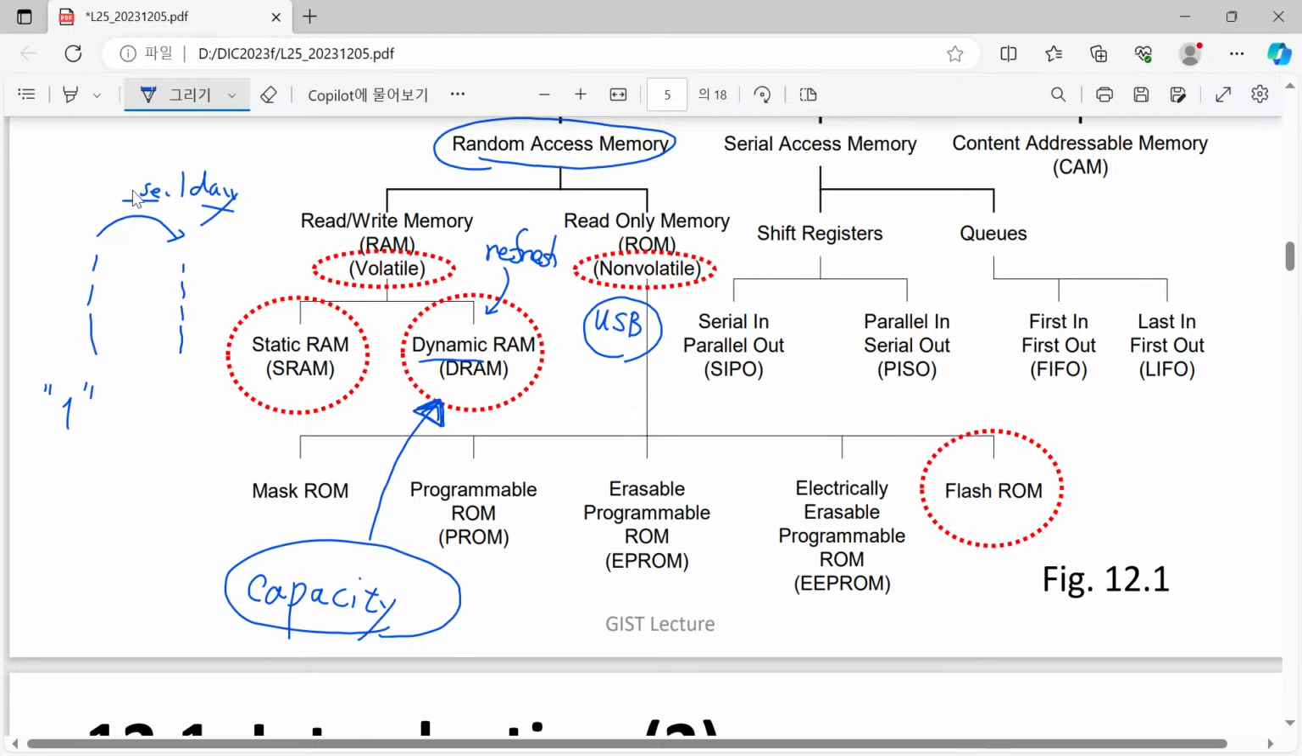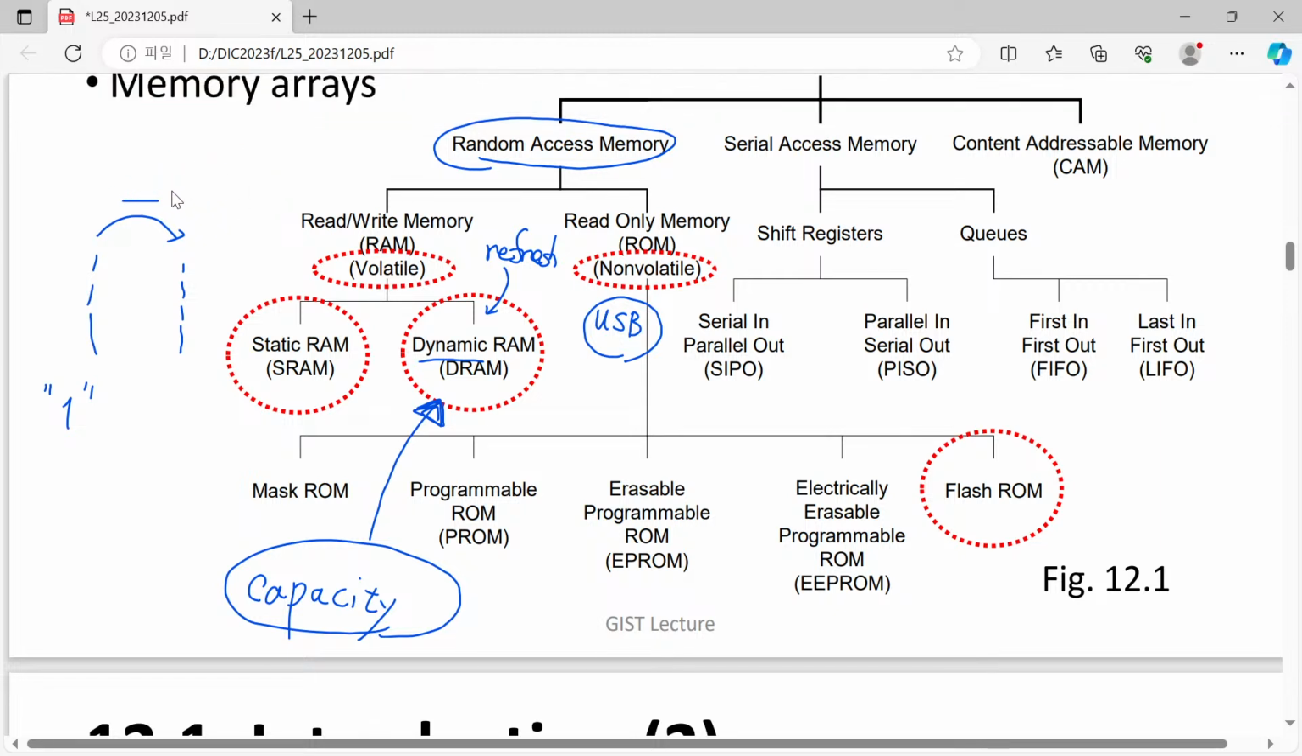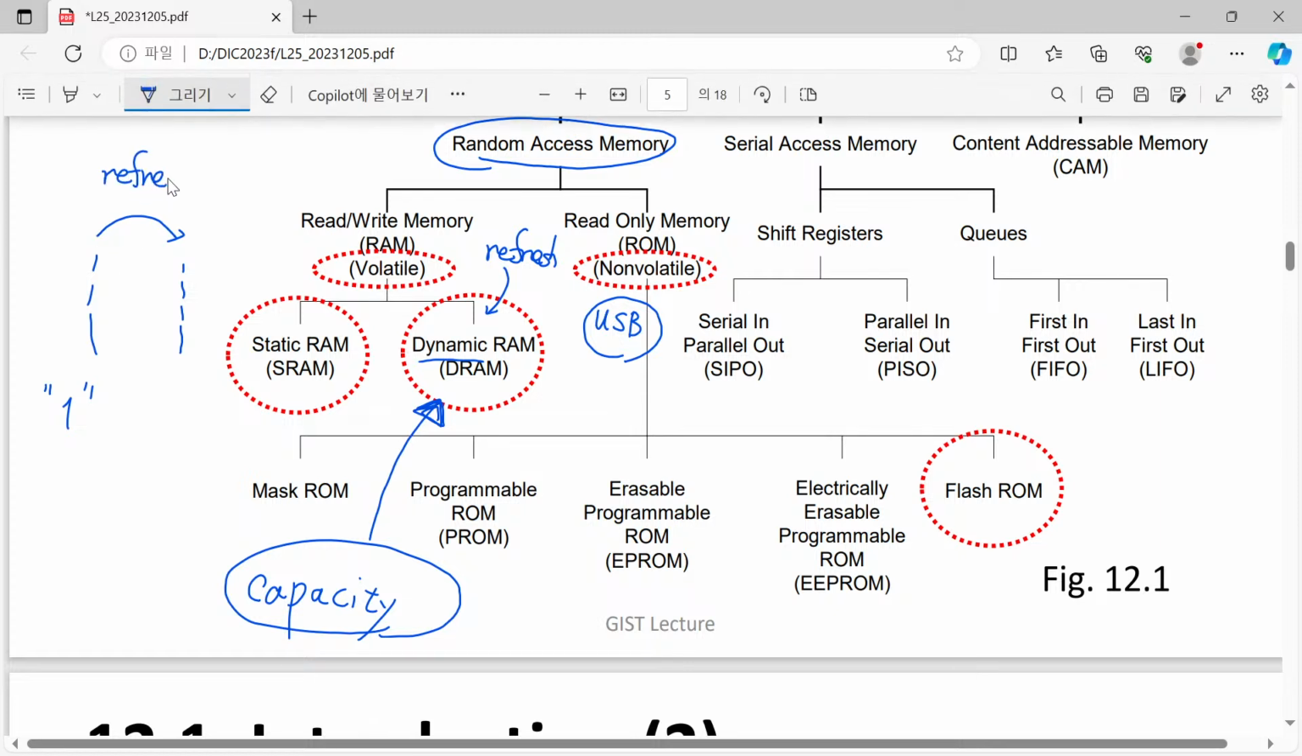So that's the reason why in the case of DRAM, you must always refresh your data. It means that you load 1, and after that, for example, a few tens of seconds later, you check whether it is 1 or 0. Of course, since the time scale is not that long, you will find this is 1.